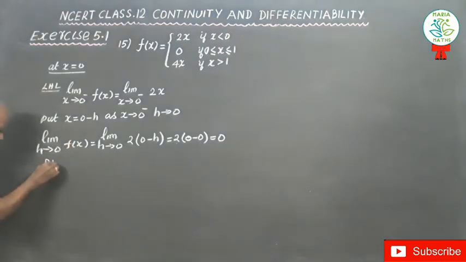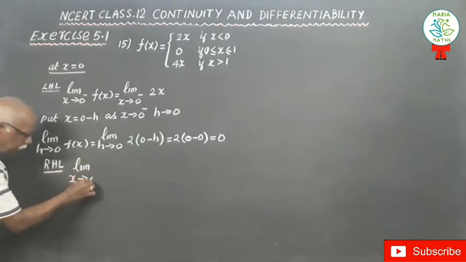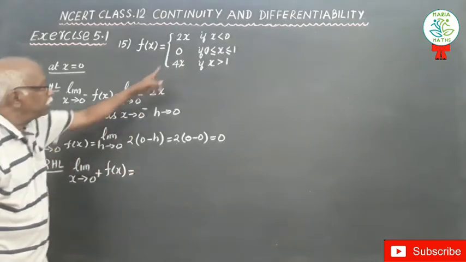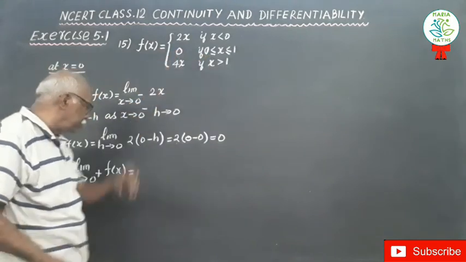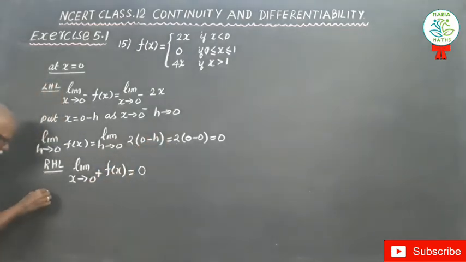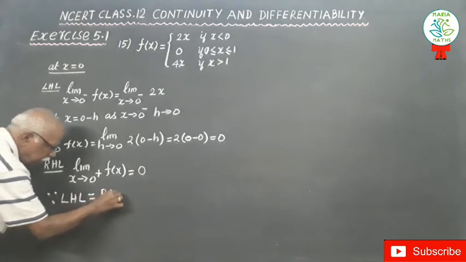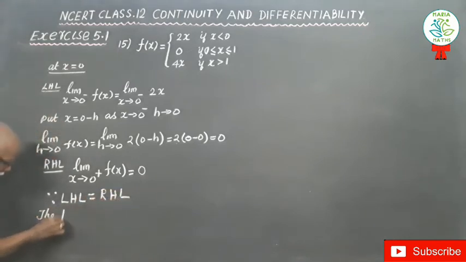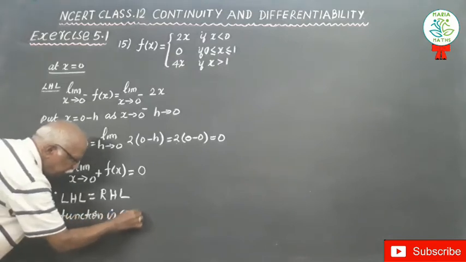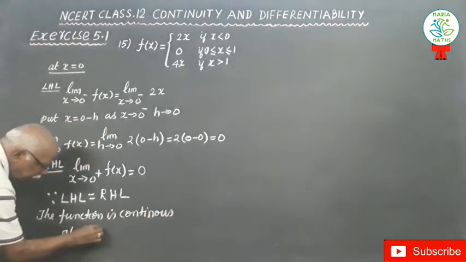Then RHL. Limit x tends to 0 plus f of x is 0. It is already given, greater than 0 is 0. So LHL is 0, RHL is also 0. Since LHL equal to RHL, the function is continuous at x is equal to 0.